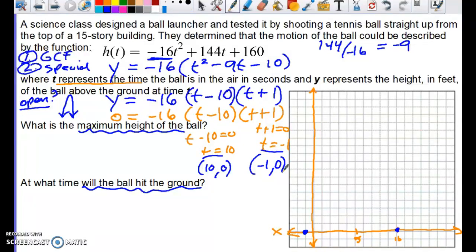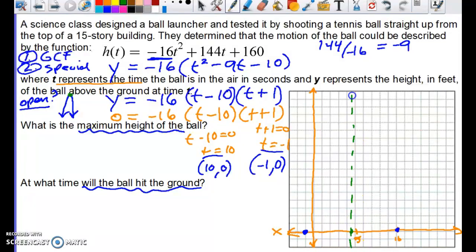Now I need to find the axis of symmetry to find the vertex. Because again, my goal is to find the maximum height. I want to find the vertex. So the axis of symmetry should be halfway between negative 1 and 10. 1, 2, 3, 4, 5, 6, 7, 8, 9, 10, 11. There's 11 boxes between. What's half of 11? It should be 5.5. Now I'm measuring 5.5 from the end. So 1, 2, 3, 4, 5.5. Should be right there as the axis of symmetry at 4.5.